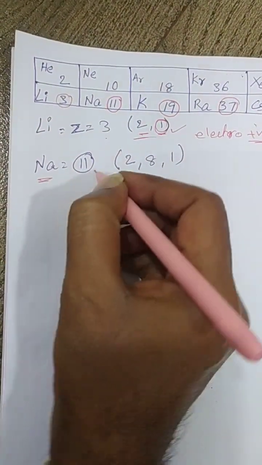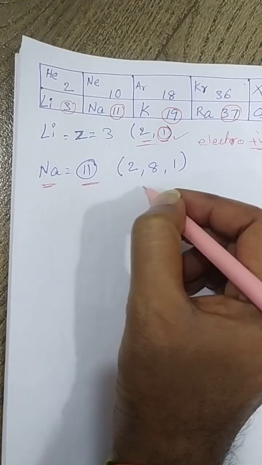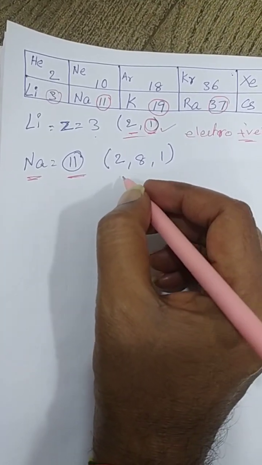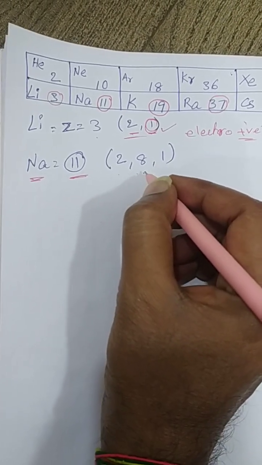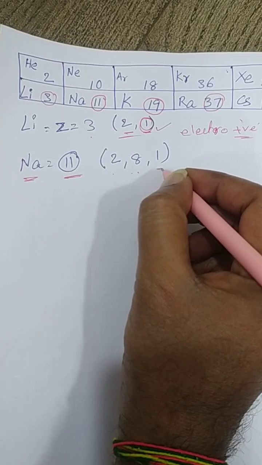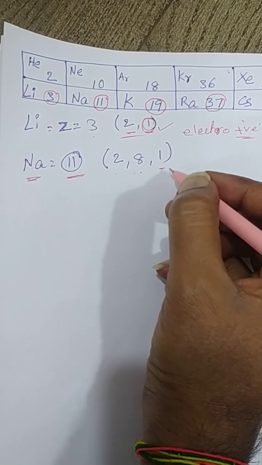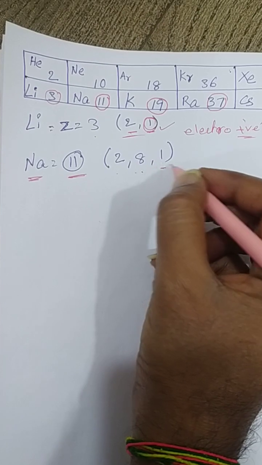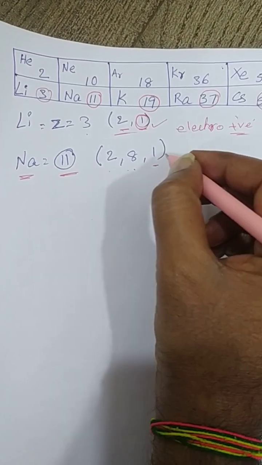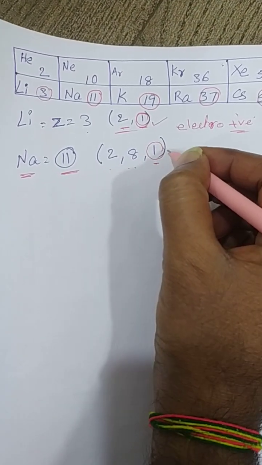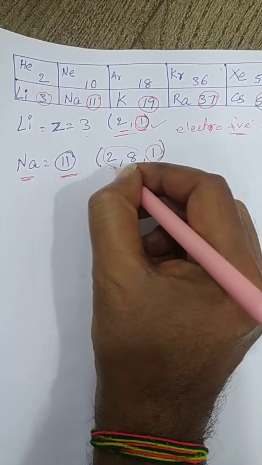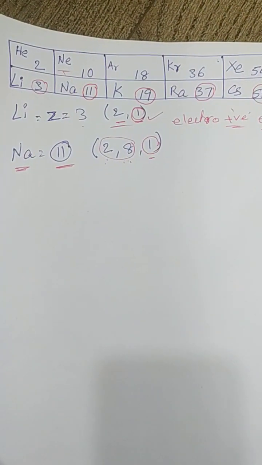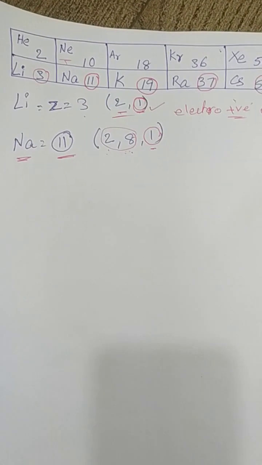Similarly, sodium has atomic number 11. The electron configuration is 1s2, 2s2, 2p6, and in the second orbit 3s1. Again it is an s orbital with one electron, so it wants to lose this electron and form 1s2, 2s2, 2p6. This is the inert gas configuration of neon, so it wants to become a neon electron configuration to become a saturated compound.